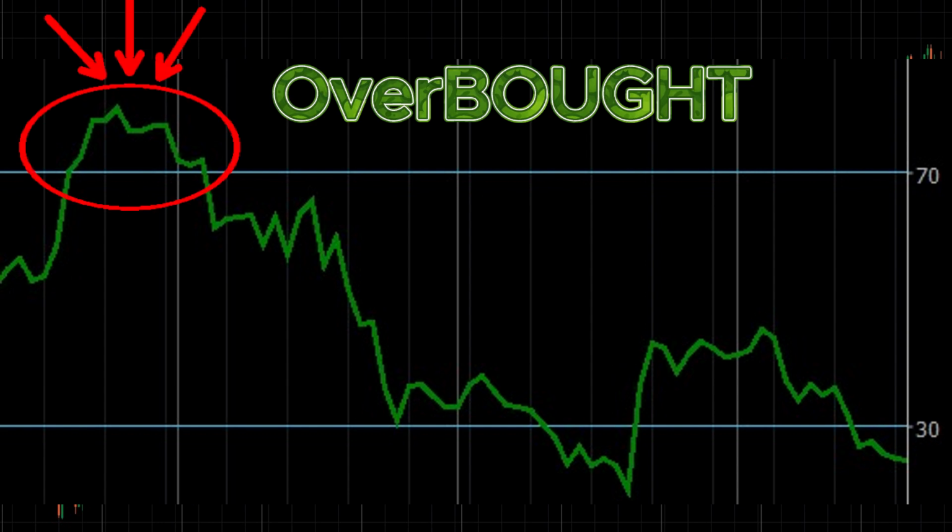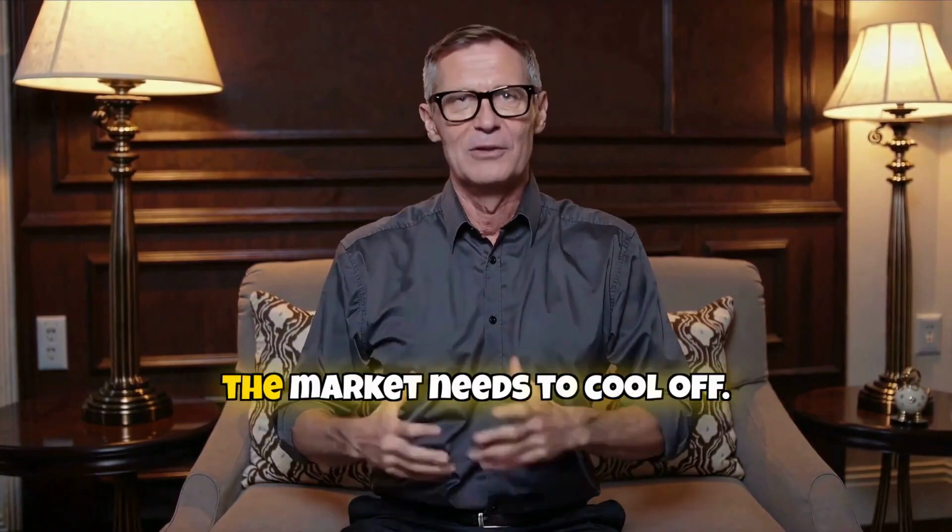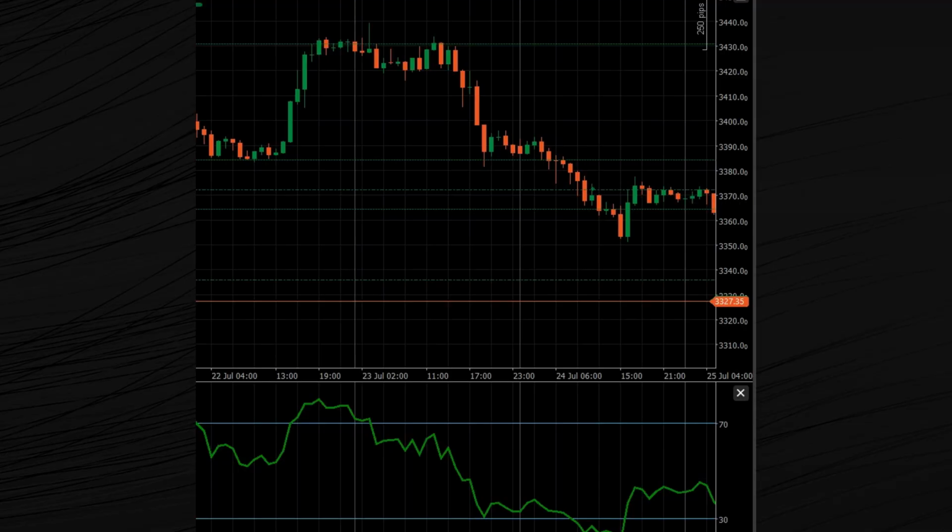They overheated the market. That's why we say that the product is overbought. In such a situation, the market needs to cool off. So, after the RSI reaches a high number, over 70, the price makes a correction and drops.